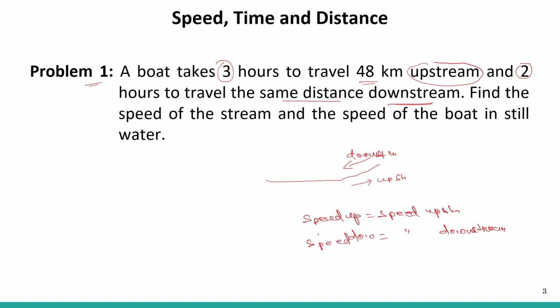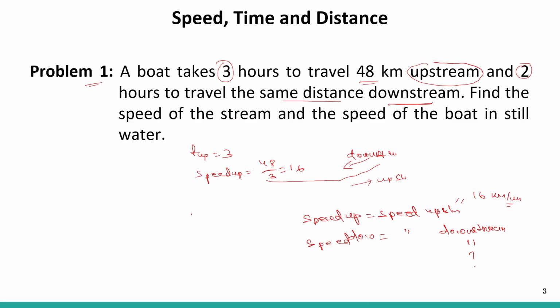This distance is known, 48 kilometers, and this is unknown in this case. The boat takes 3 hours to travel 48 kilometers upstream. Converting this word problem to an algebraic equation, t up is equal to 3 to travel 48 kilometers. So speed up is equal to 48 by 3, that is equal to 16 kilometers per hour.